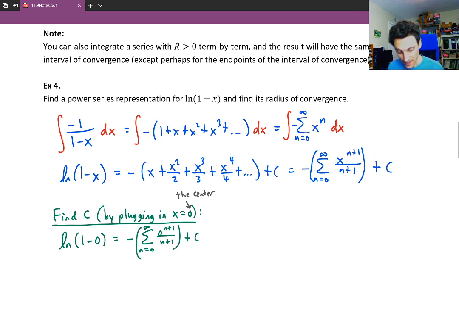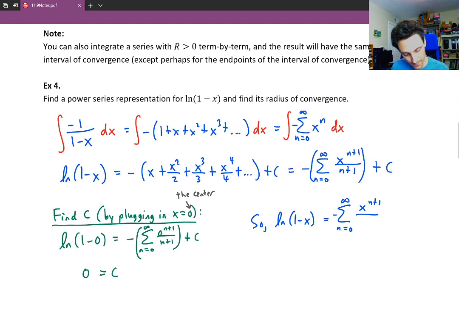There we go. Now on the left you have ln 1, which is 0. On the right, again, this whole power series becomes 0, so you just have c. So c equals 0. So then you could say ln 1 minus x equals this power series expansion. If you want, you can bring the negative in, or you can leave it out. There it is.